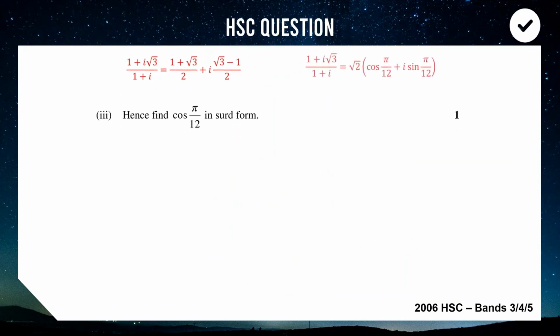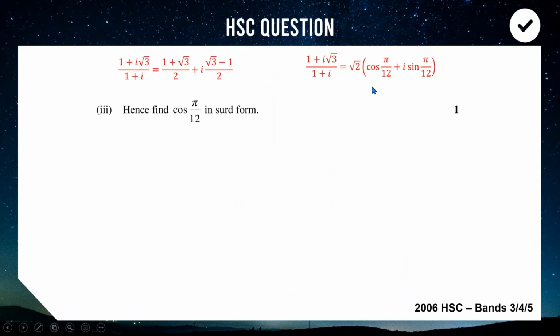Okay, and for part 3, so putting those two aside for now, we have: hence find cos pi on 12 in surd form for 1 mark. Okay, so here's what we achieved in part 1 of the question, and here's what we achieved in part 2 of the question. How can we combine these two to get an expression for cos pi on 12 in surd form? Well, keep in mind that the left up here is the Cartesian form of this complex number, and over on the right we have the polar form of the complex number.